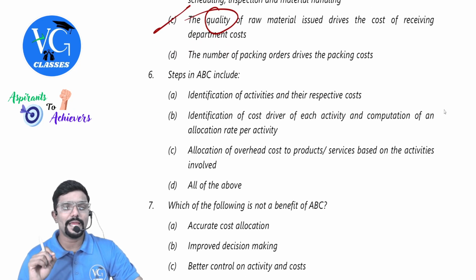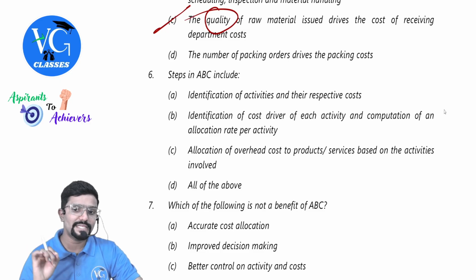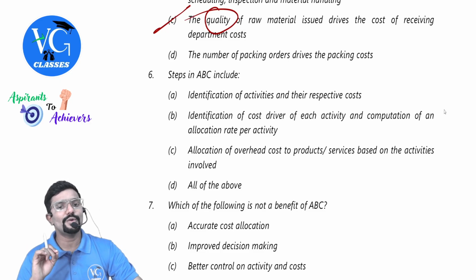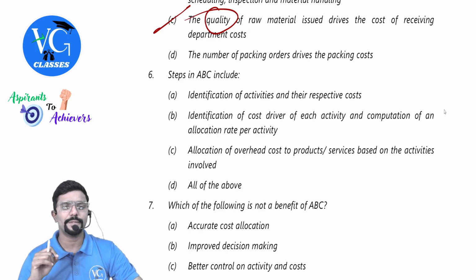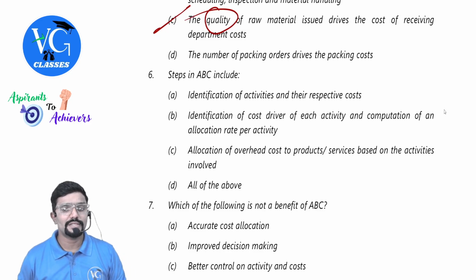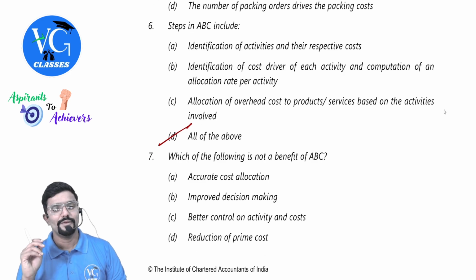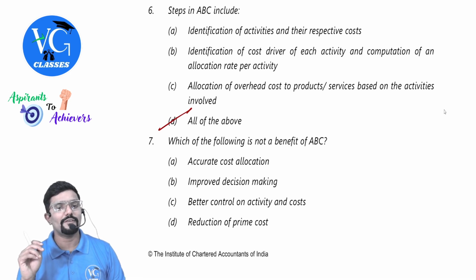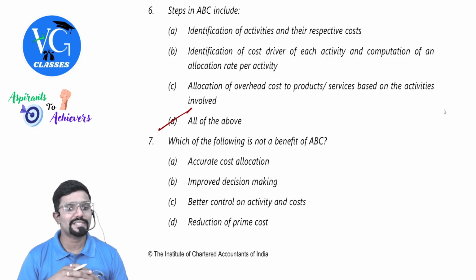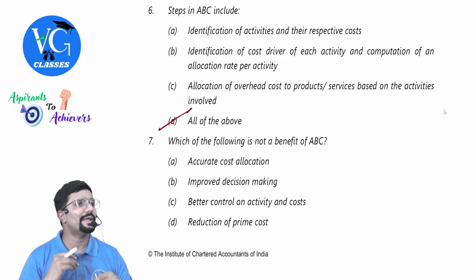Sixth one. Steps in ABC include identification of activities and their respective cost, identification of cost driver of each activity, computation of allocation rate per activity, that is activity rate, allocation of overhead cost to the products and services based on the activities involved. Correct. So all of them are correct. Which of the following is not a benefit of ABC? Accurate cost allocation, improved decision making, better control on activity and cost, reduction of prime cost.